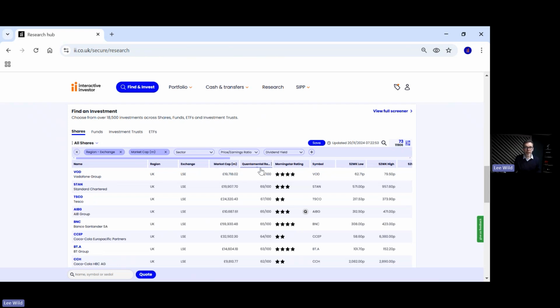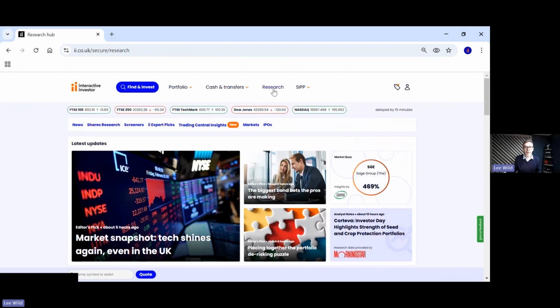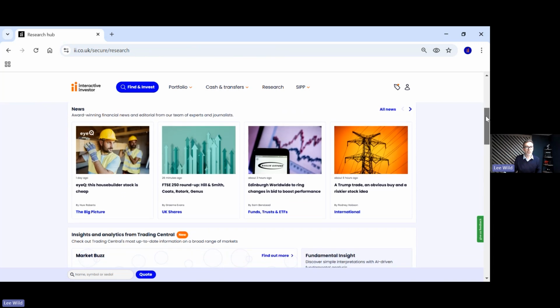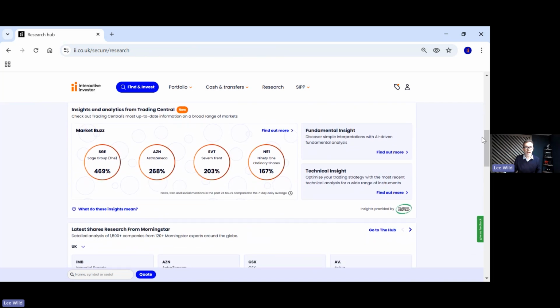So there we've got Vodafone, it's showing a high quantamental rating. And also you can use this in combination with other signals as well, such as the Morningstar rating to the right there. And that can generate some very good investment ideas. So look, as I say, there's lots to learn and look at on the Research Hub, and on the Trading Central area there in the middle of the Research Hub, and I encourage you to explore and find out more. And look, I hope that was useful. It's a bit of a whirlwind tour of the site, but we've covered most of your options there. And as I say, keep exploring.